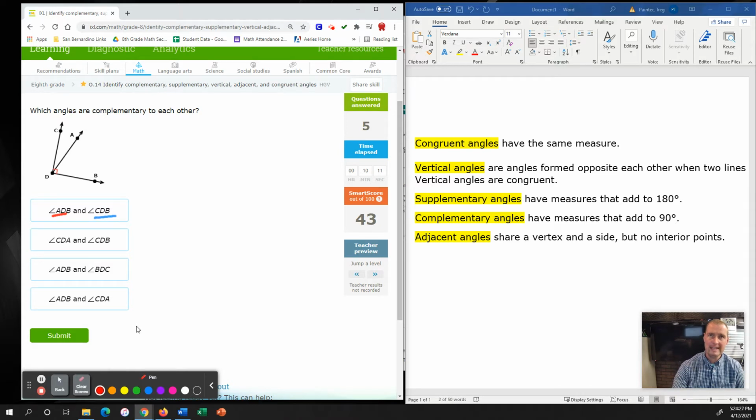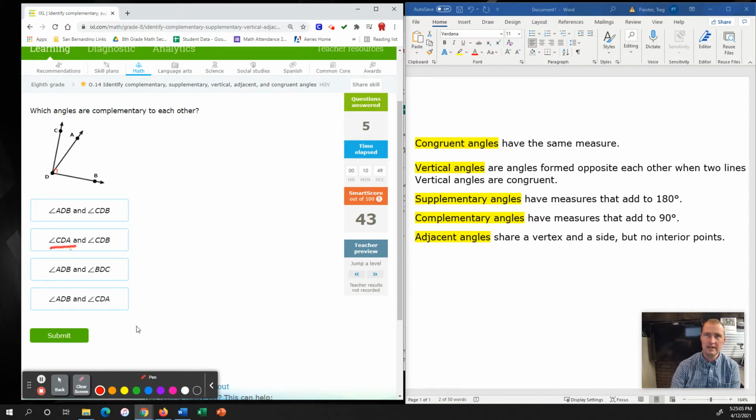Here we go. First one, A, D to B. We're trying to add up to 90 degrees. So A to D to B. Does that add to C, D to B? The answer is no, because if you notice that our red angle is already inside the blue angle. We want them to be next to each other, but not inside. So no, that one's not going to work. All right, let's go ahead and clear the selection. We'll go to the next one.